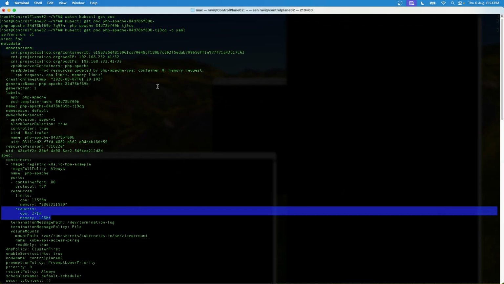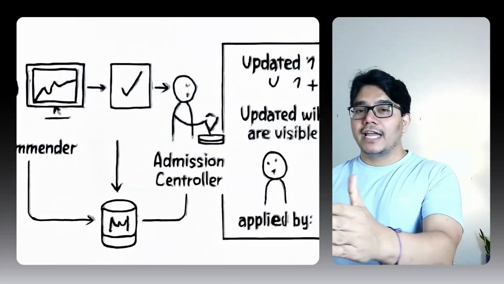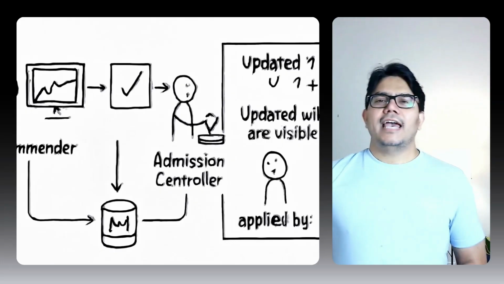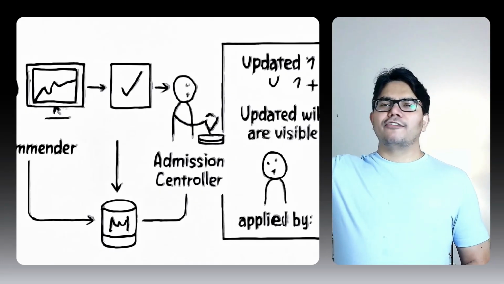Let's verify it one more way. Inside the pod definition, you see the updated CPU and memory requests. And over here, look at the annotations. The annotation tells us that these resources were applied by php-apache-vpa, which is our VPA resource. So Kubernetes isn't hiding anything from us. The updated resource values are visible, and Kubernetes also records who made those changes. And that's the complete VPA workflow in action.